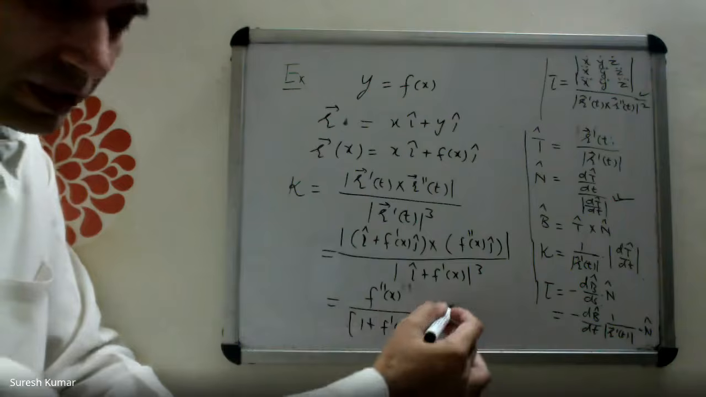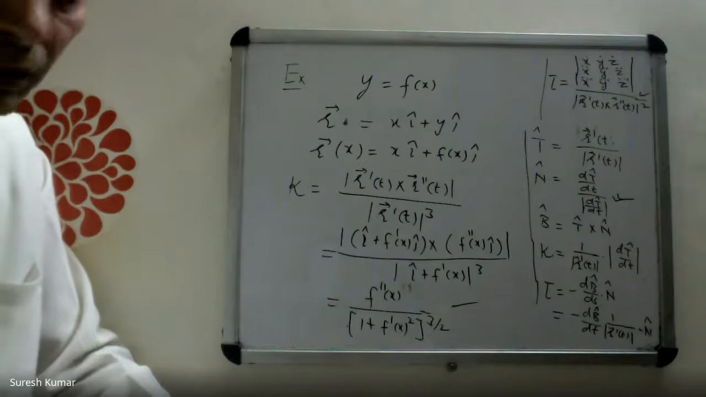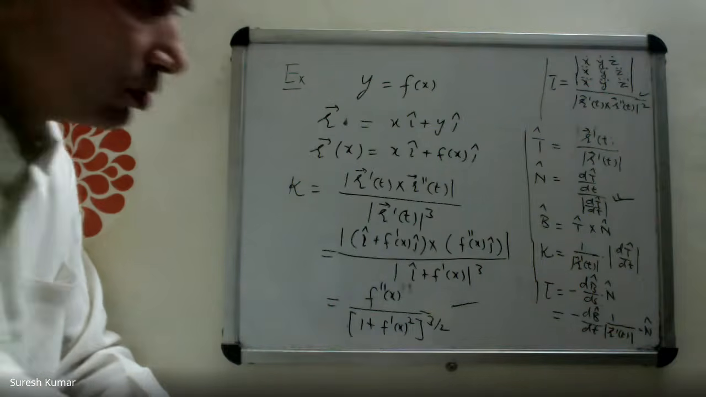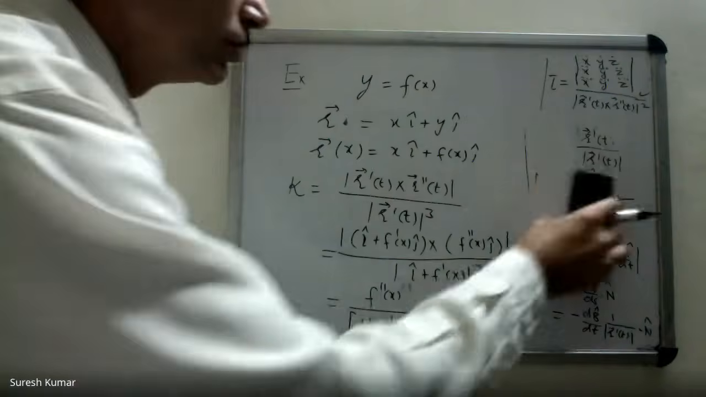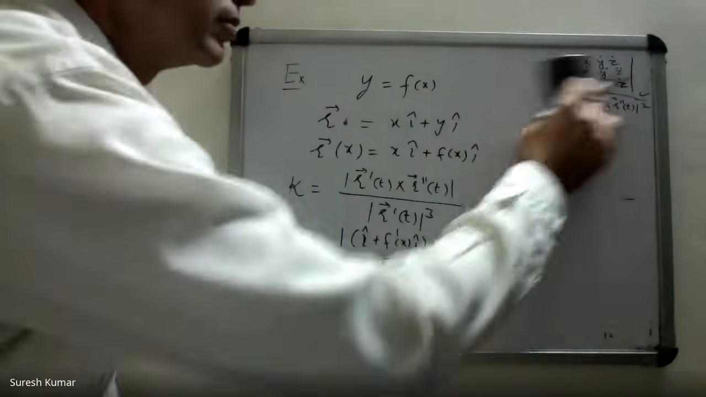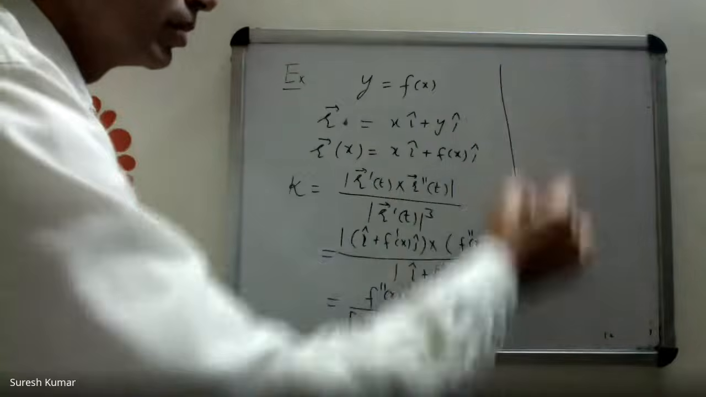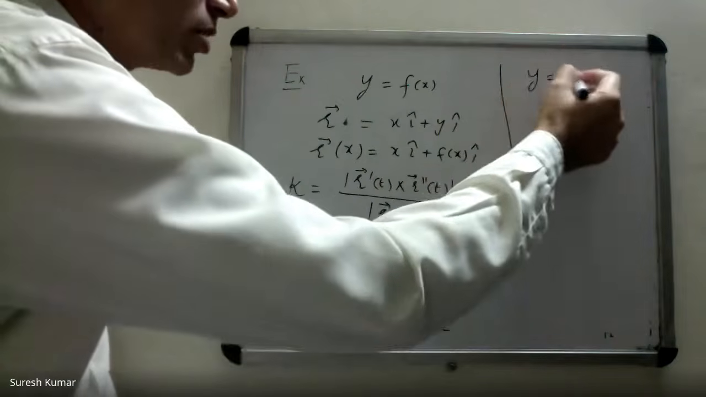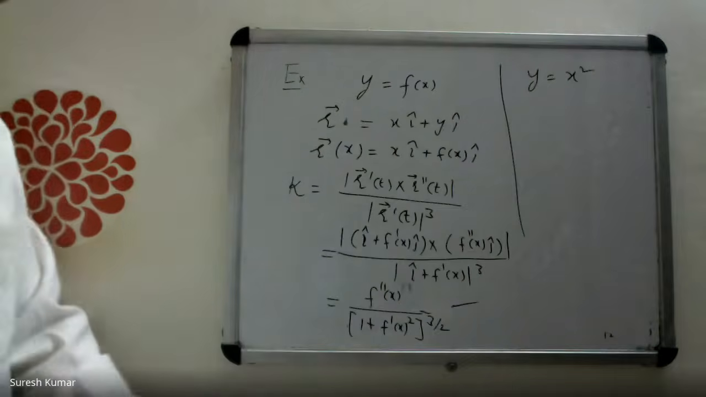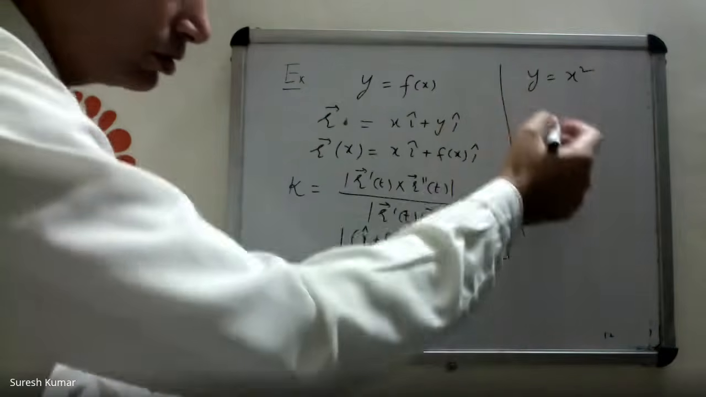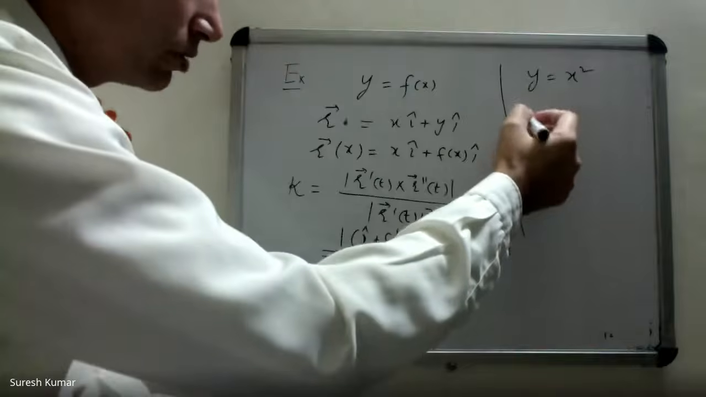This formula is fine. All right. Now let me give you a plane curve and apply it. Suppose I give you y equal to x square. So what is the curvature? You know it is a parabola. What is curvature for it?